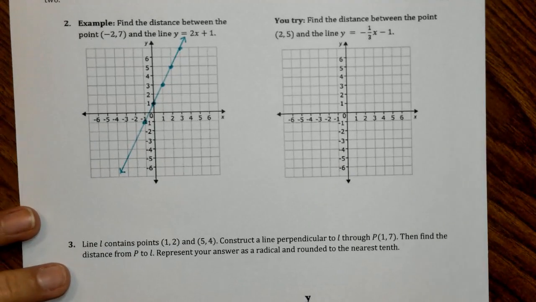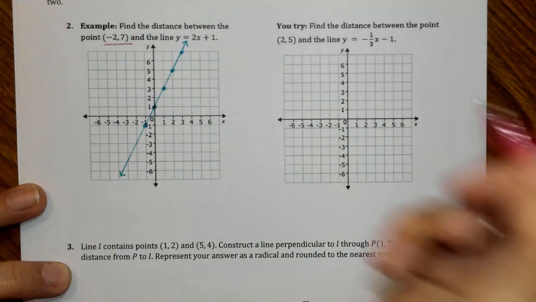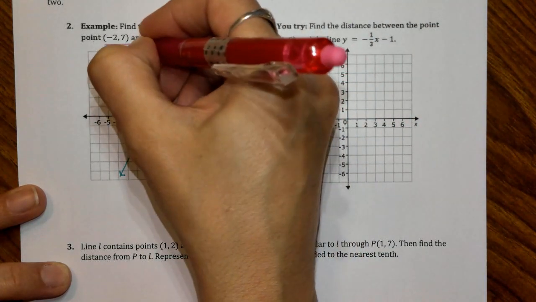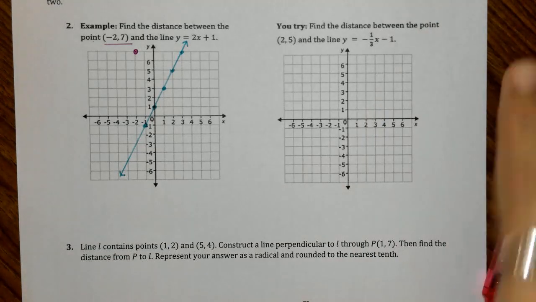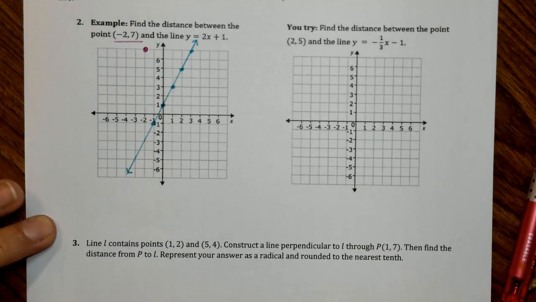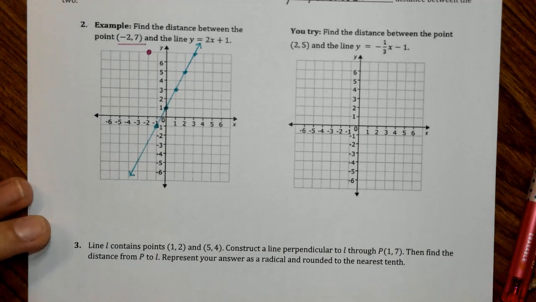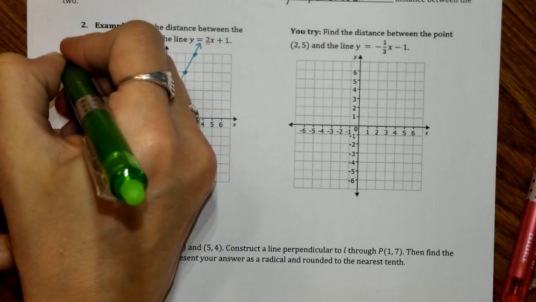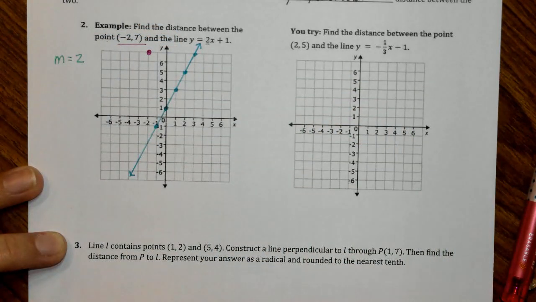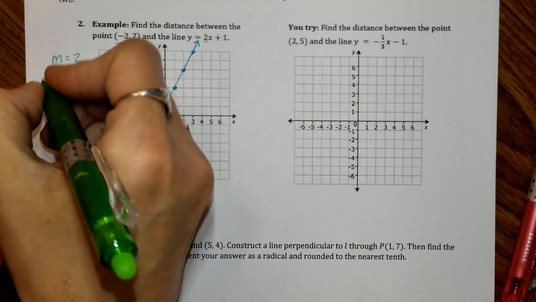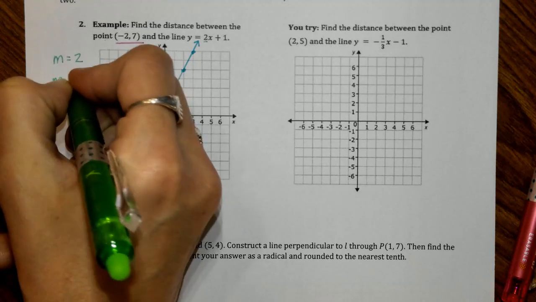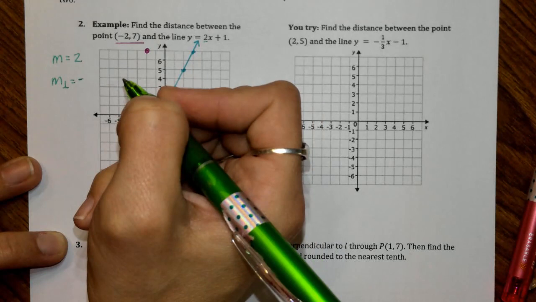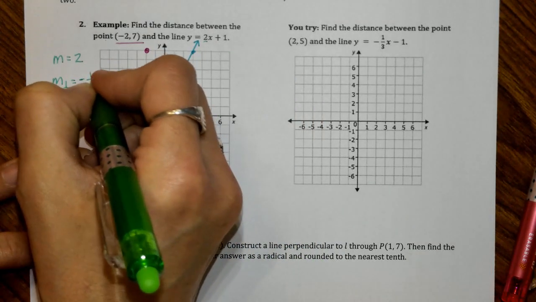Now we're going to plot the point -2, 7, and we want to find this perpendicular distance. What we need to do first is understand the slope. The slope of our original line was 2. First, let's go find the perpendicular slope. We need to change the sign and flip that fraction. Positive to negative. The 2 over 1 becomes a 1 over 2.